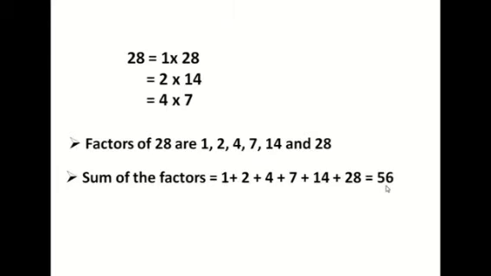What we have discussed about the perfect number is that if the sum of the factors of that number is twice the number, then only we can call that number a perfect number. So here the sum of the factors is 56. So 56 is twice 28. That's why 28 is a perfect number. So the second perfect number is 28. I hope you have enjoyed.